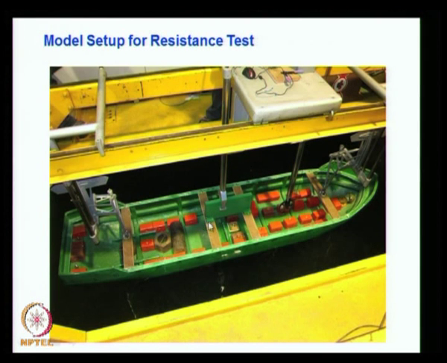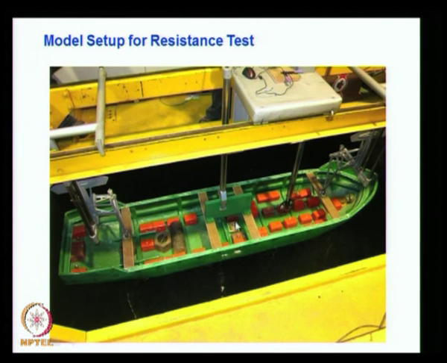Then you can see here is a brake pad and a brake coming here. There is a brake with a lever up here. So the model is held at the required position by the brake pad with the brake, and the yellow structure here is the carriage of the towing tank, and the carriage is moved at the required speed.